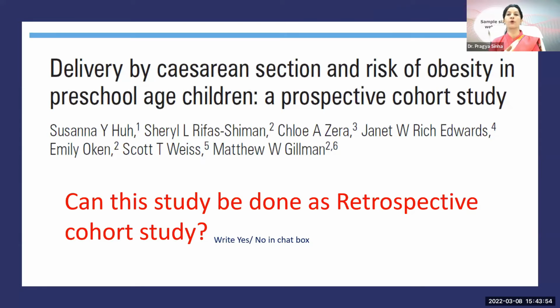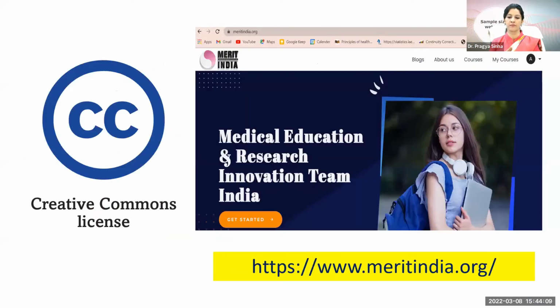So now you know, whenever you start from the exposure and then measure the outcome, the outcome is always measured later. In a case control study, you recruit the individual on the basis of outcome. So that is the difference between a cohort and a case control study.